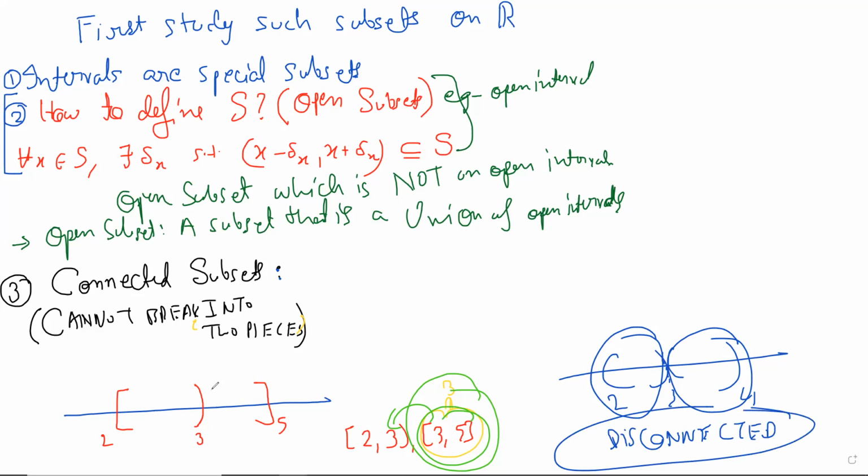And this is connected. This 2 comma 5 is connected. Well, one has to still prove it, but for that I have to define properly what it means. But here is a definition. If the intuition is clear, then I'll come to the definition. So the definition is the following: connected subset.